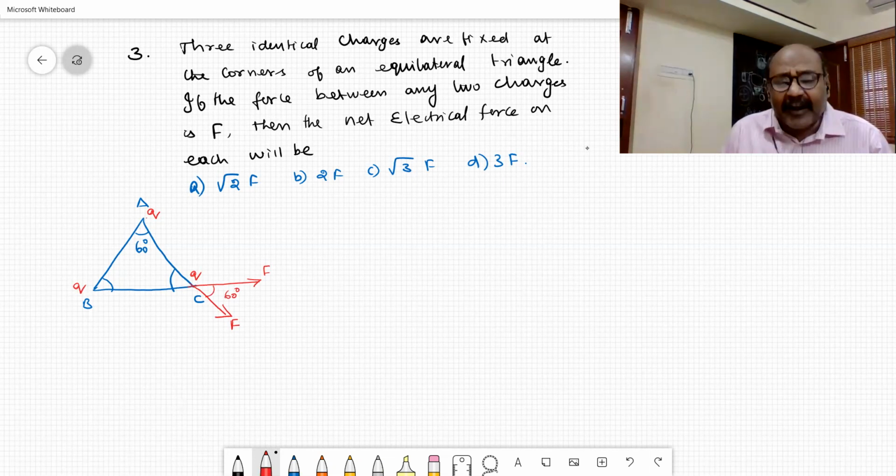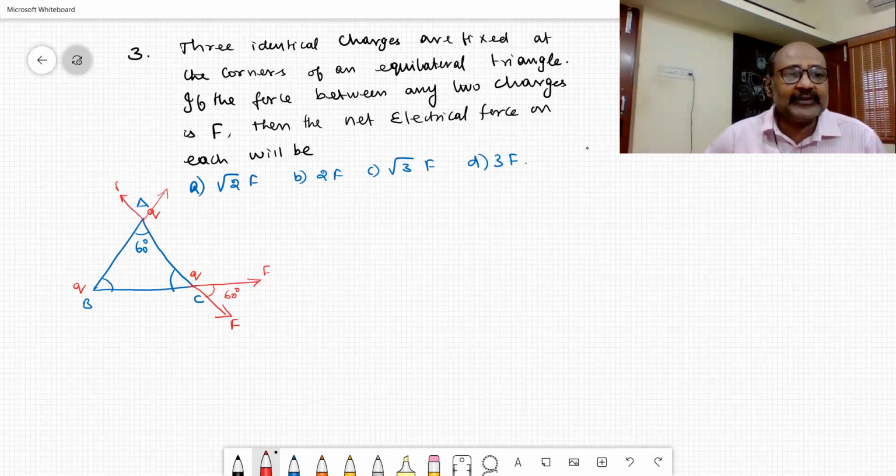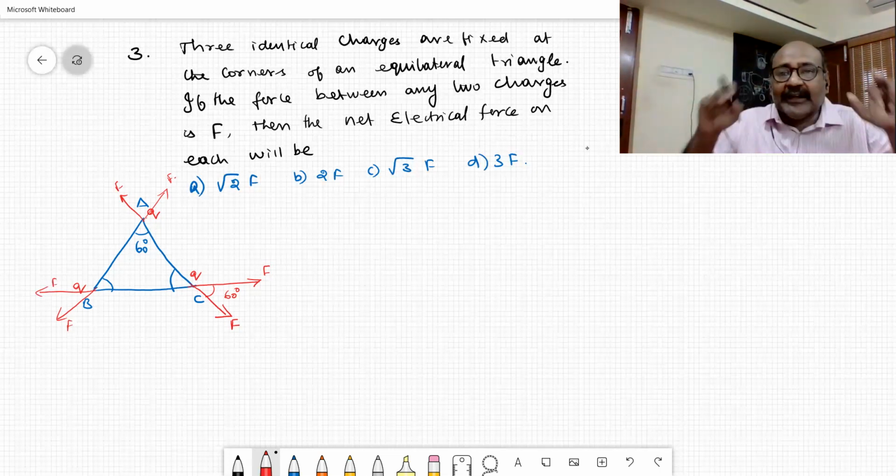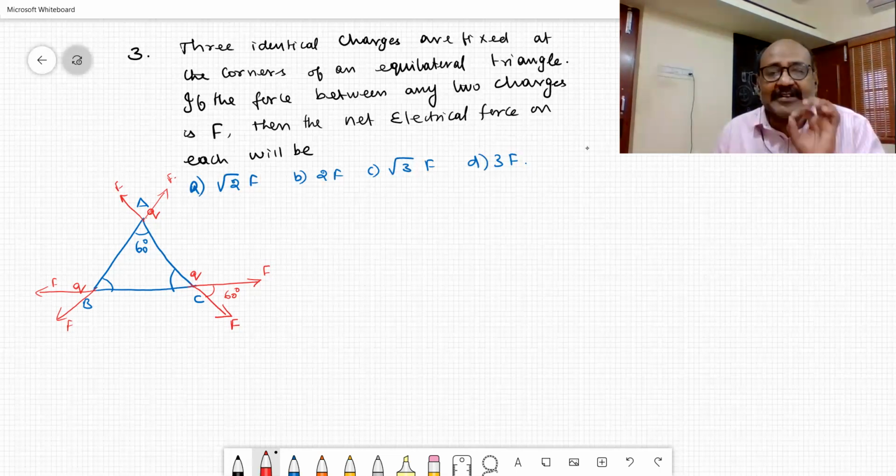See, at each and every corner, you will be having these two forces. Similarly, here also you will be having one force acting in this direction and another force acting in this direction. This is one F and this is another F. Similarly, at B also, one of the forces is acting in this direction, another force acting in this direction, and the two forces are equal in magnitude, F and F. So at all the three corners, the forces acting are the same.